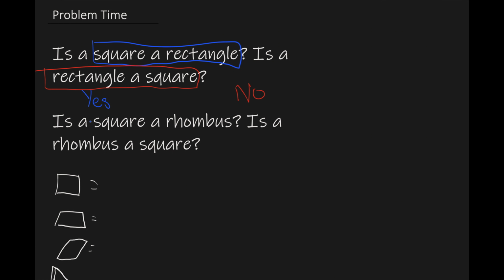So again, is a square a rhombus? Now, this is our second question. Is a square a rhombus? Okay, that was a very bad box, but let's go with it. Is a rhombus a square? Again, very bad, but let's go with it. Yes. Remember, a square has all the attributes of a rhombus, but a rhombus does not have all the attributes of a square, so no, a rhombus is not a square.